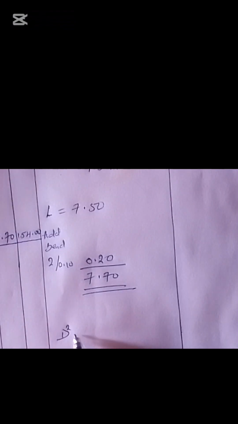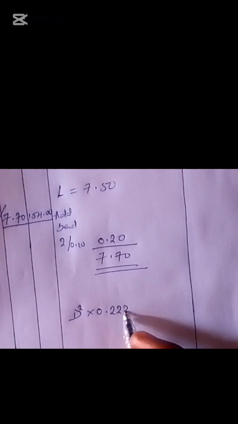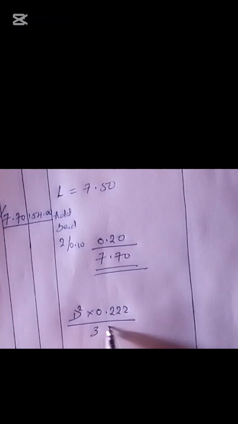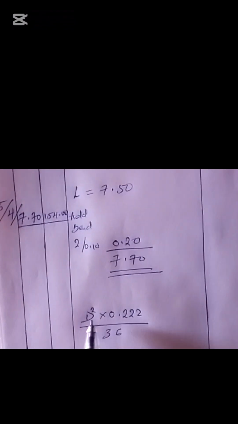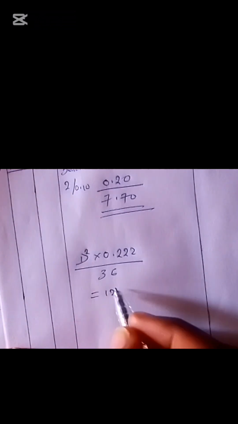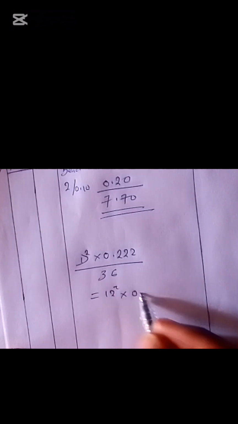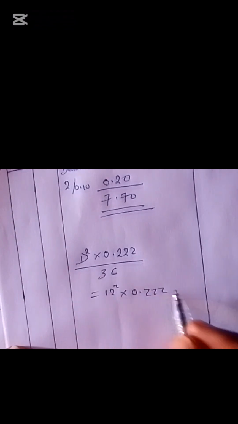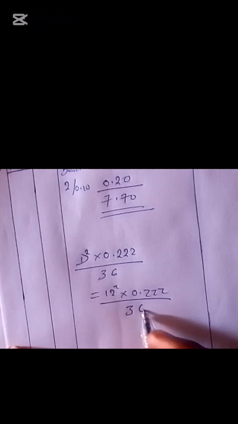D square multiplied by 0.222 over 36. Now where this D here stands for your diameter, that is the size of your reinforcement. Now let's assume we actually use 12 mm diameter here in this reinforcement. So that's going to be 12 square multiplied by 0.222 and then divide by 36.